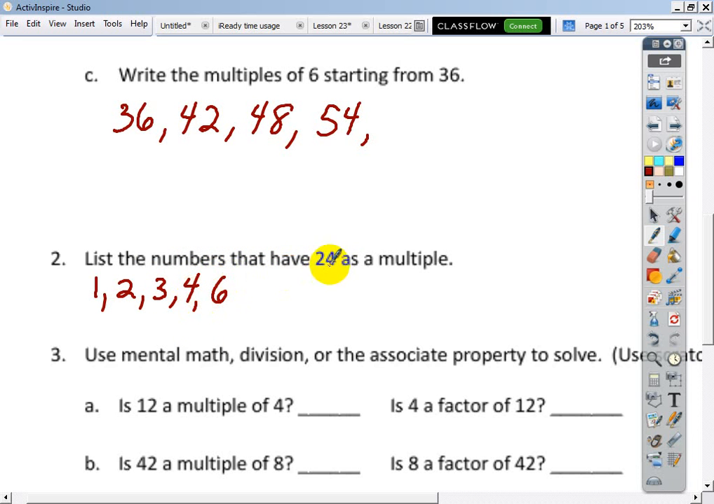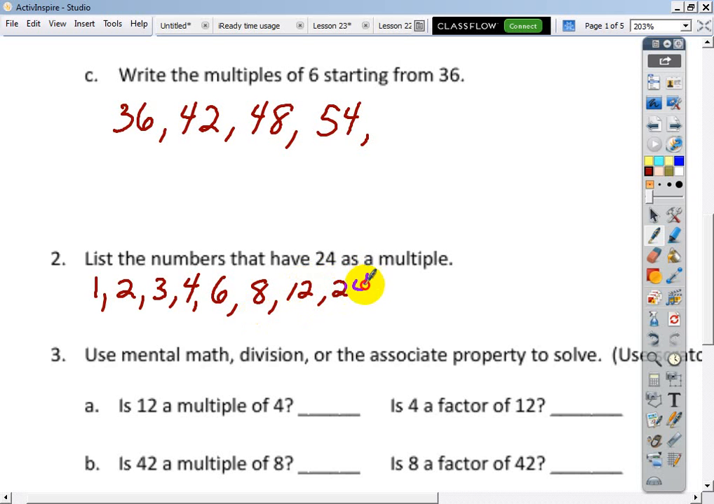I skipped 5 because obviously it doesn't end on 0 or 5. Will 7 work? No. Will 8 work? Yes, 8 times 3. Cool. Will 9 work? No. Will 12 work? Yes, 2 times 12. And will the last one, 24, work? No. Is there anything between 12 and 24? No.